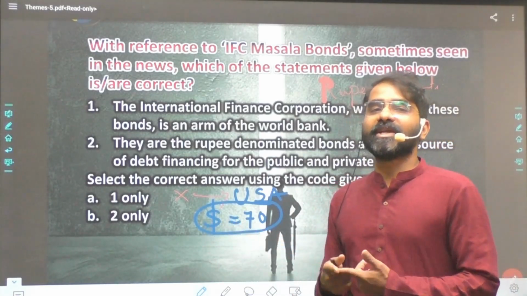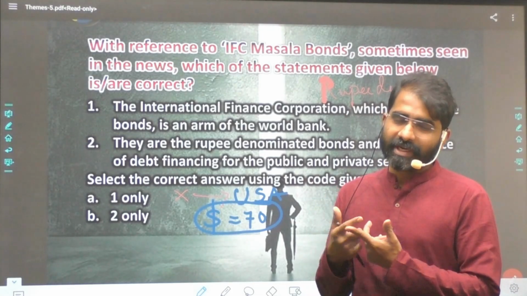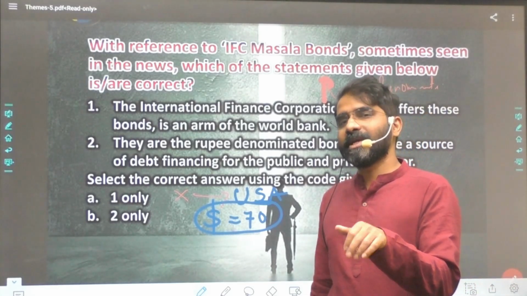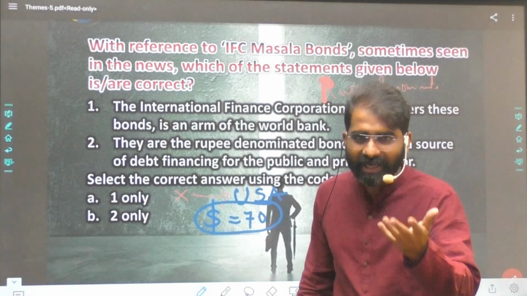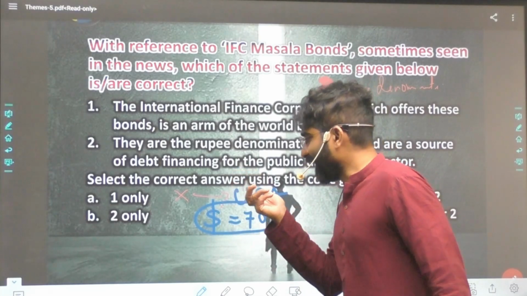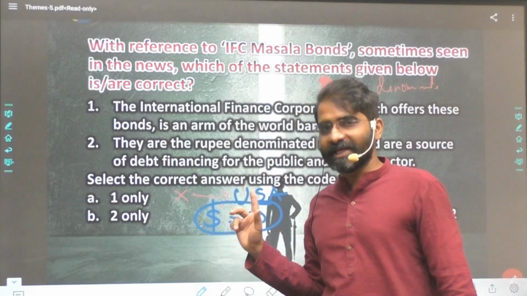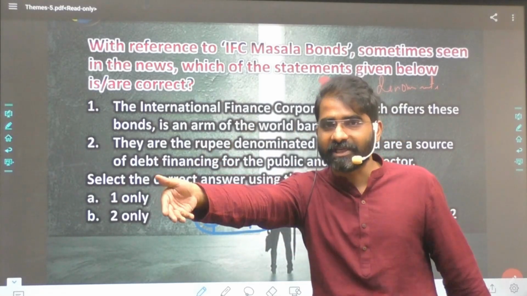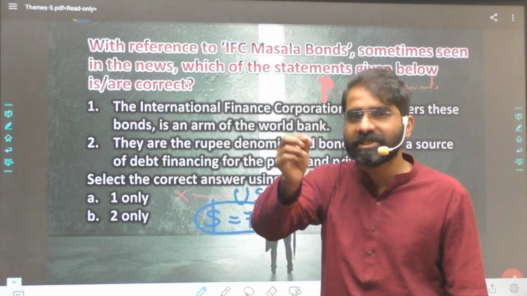When you're paying interest, you're paying in dollars. When you're paying the principal also, it is in dollars. Tomorrow, where you issued bonds when $1 is 70, you make interest payments when $1 is 80, and you pay the principal amount back when $1 is 100, let's say. That means there is a currency risk for the debtor, company X, which is issuing bonds. But masala bonds remove this currency risk, because the risk is shifted from the company to the investor. You're not issuing the bonds in dollars anymore. You will be issuing these bonds in rupees.